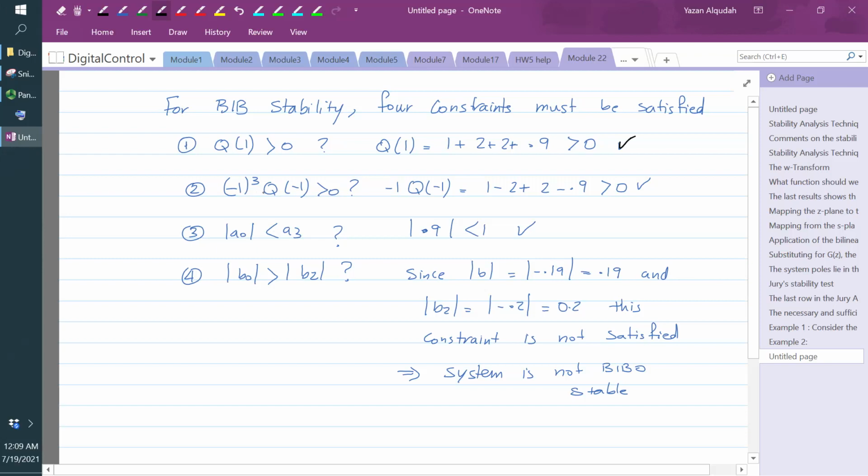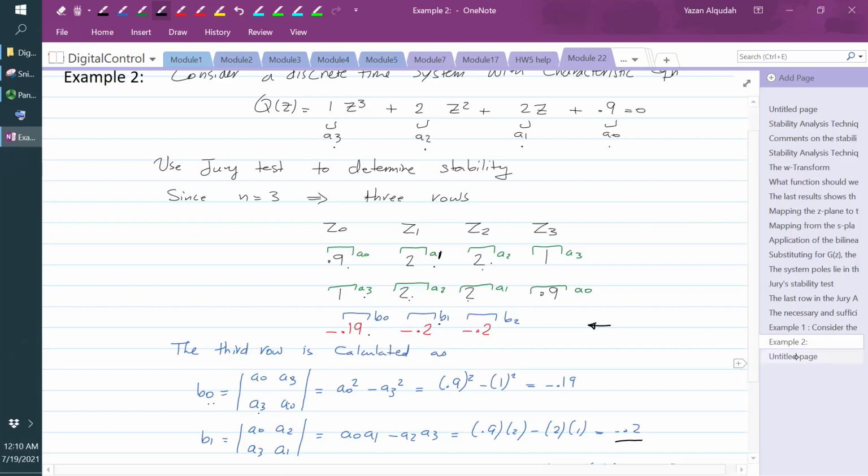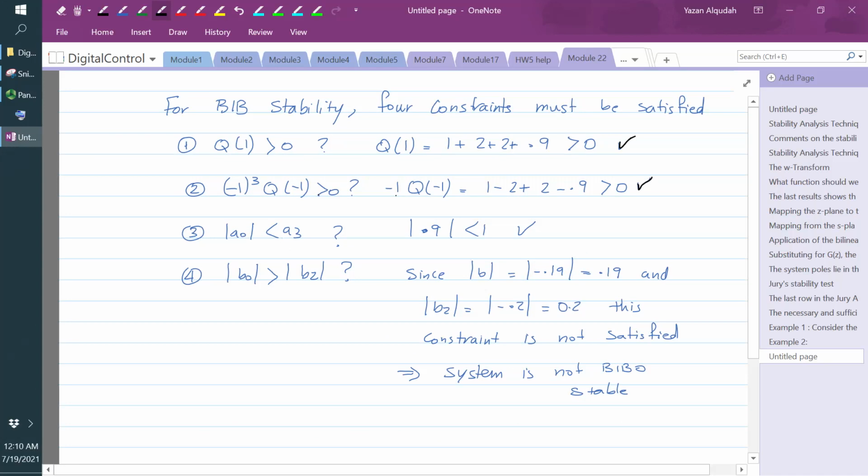Negative 1 cubed, Q of negative 1 has to be greater than 0. Since this is an odd order polynomial, negative 1 cubed is going to be negative 1 multiplied by Q of negative 1. And that is going to give me 1 minus 2 plus 2 minus 0.9 has to be greater than 0, which is also met. Now the third condition, the absolute value of A0, which is 0.9, has to be less than A3. A3 is equal to 1.